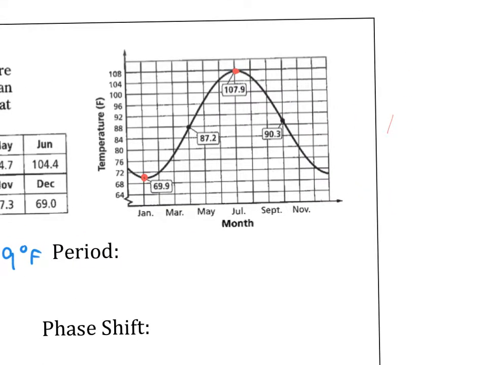Next, what's the period? The period is less complicated than you think. The lowest point is here, and the highest point is here, which is a 12-month gap. So 12 months is my period. And, of course, this helps me to find out what A is.